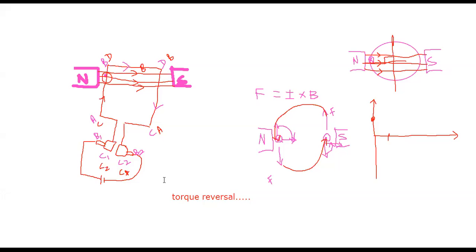So what is the use of this commutator? The commutator is going to reverse the current direction in the armature. So why does the commutator want to reverse the current direction in the armature? That will be our next question, right?